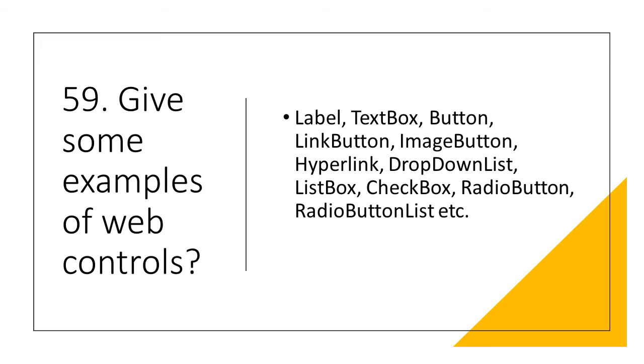Give some examples of web controls. Following are some of the examples of web controls: Label, TextBox, Button, LinkButton, ImageButton, HyperLink, DropDownList, ListBox, CheckBox, RadioButtonList, etc. Other .NET controls: we can also use third-party web controls in a .NET application.